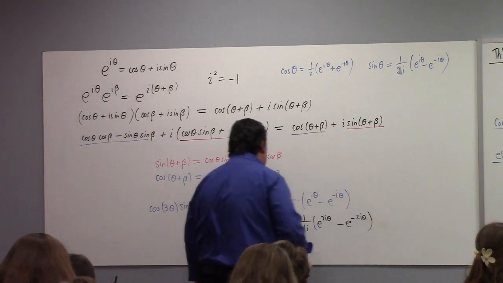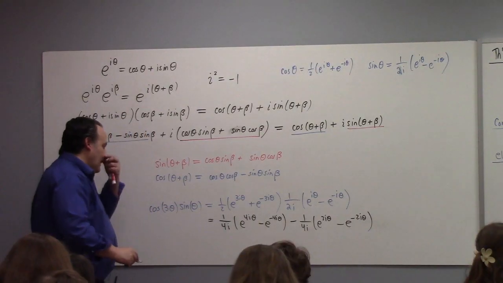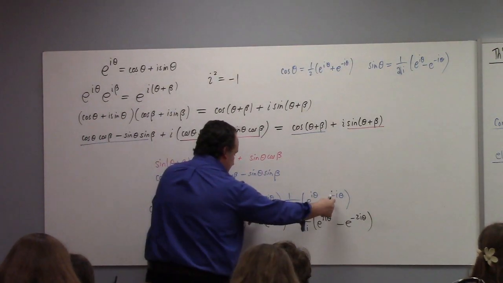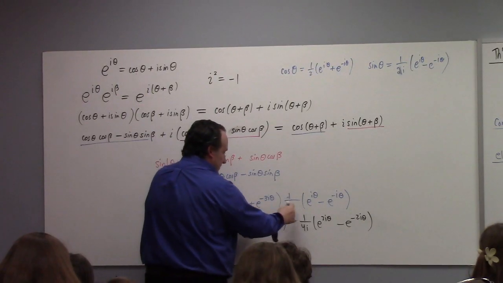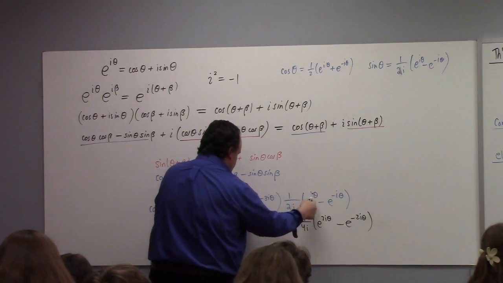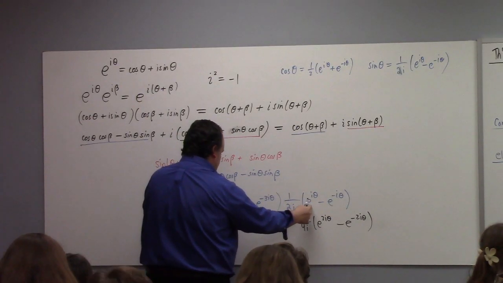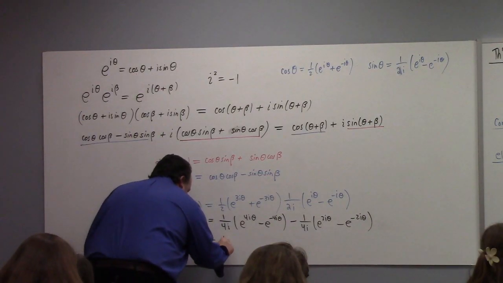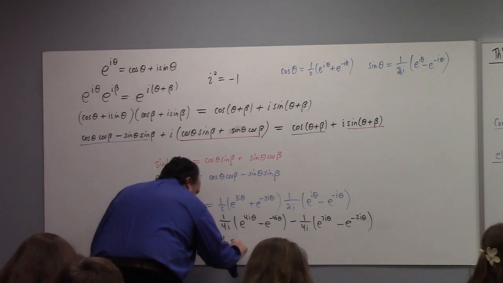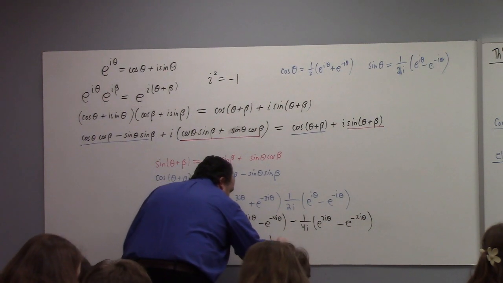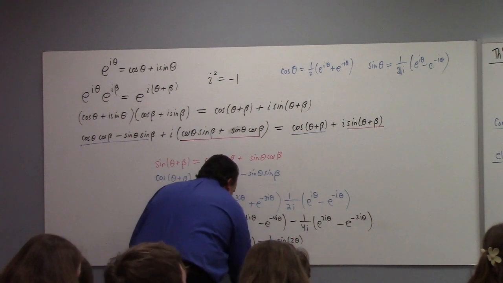I'm using laws of exponents. So this times that gives me that. This times that gives me that, minus. Minus and minus gives me that plus there. And then I've got this. This times that gives you that minus. So anyway, that is getting to the point: 1/2 times the sine of 4 theta minus 1/2 times the sine of 2 theta. So there you go.